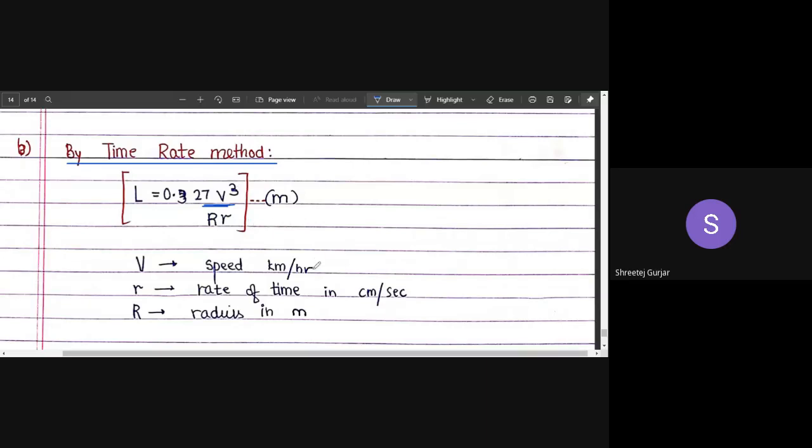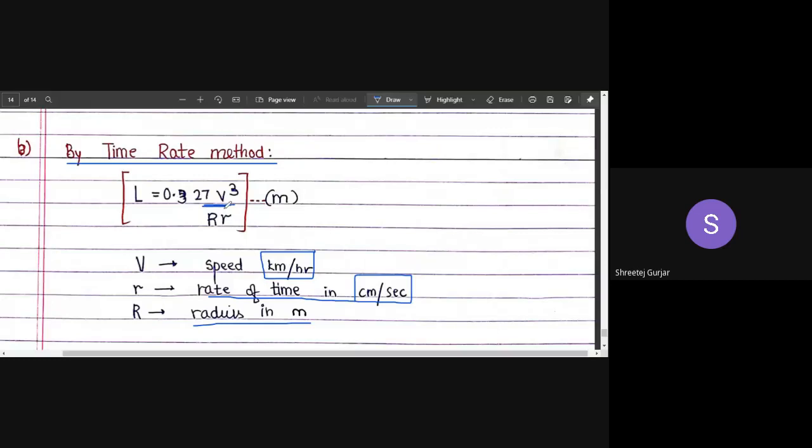So what is V? It is nothing but the speed or the velocity of a vehicle in kilometer per hour. Capital R, we know, is nothing but the radius in meters, and small r is the rate of time, in centimeter per second.